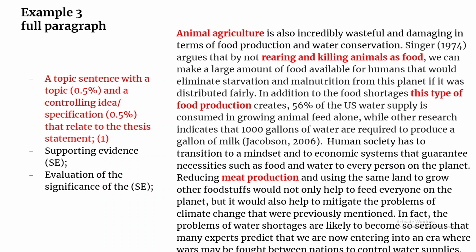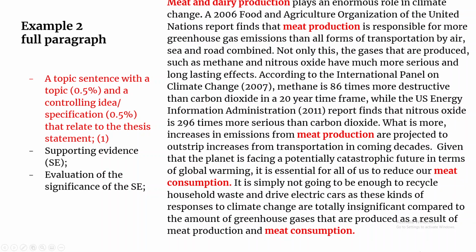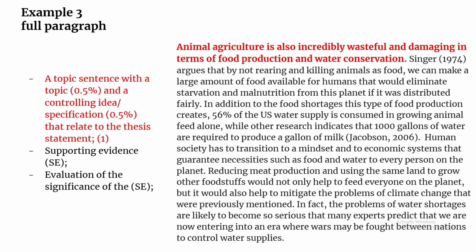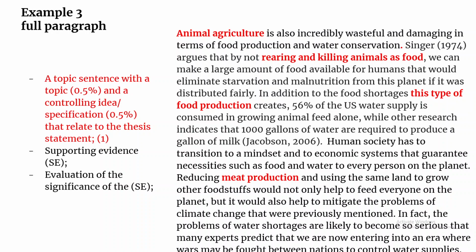So in this case, the main topic was animal agriculture, and the other sentences which feature a phrase of the same meaning are again highlighted in red. So here the topic was animal agriculture. In the previous example, the topic was meat and dairy production. So here you can see that these two paragraphs formed part of the same longer essay. The first one has the topic of meat and dairy production, and the second one has the topic of animal agriculture. So they are two paragraphs from the same longer essay.